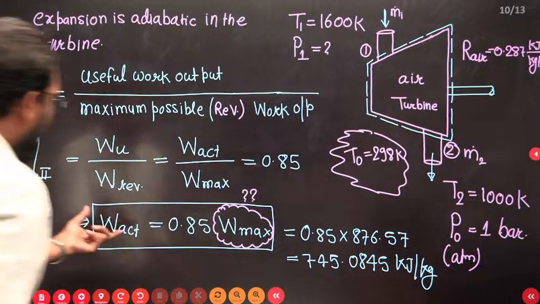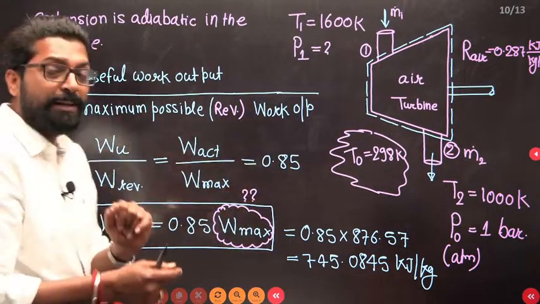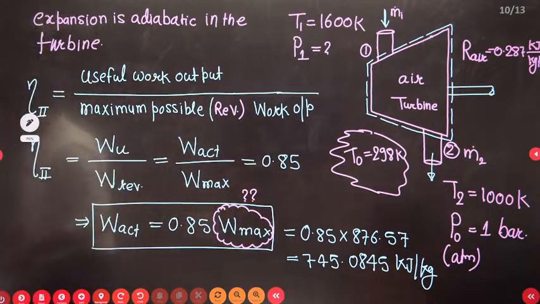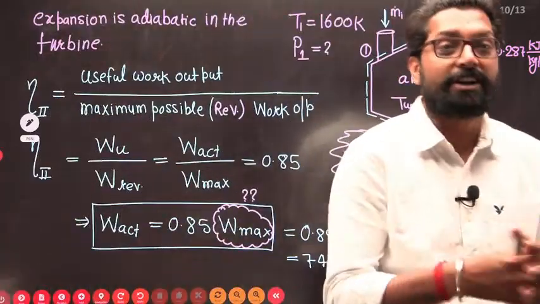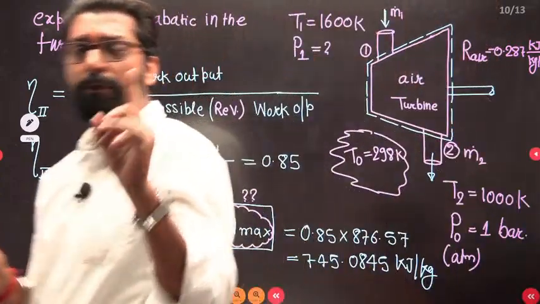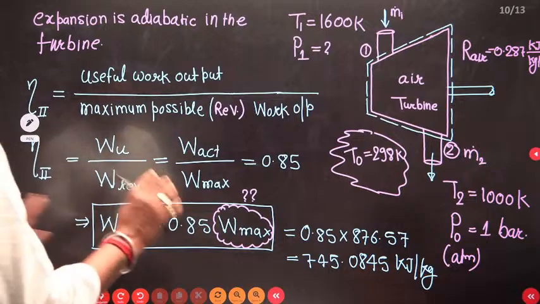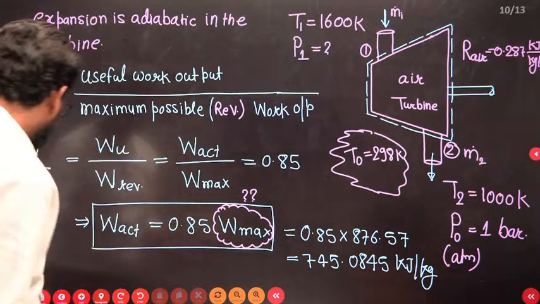So we have an actual work, we have a maximum work. If you take the difference with this one, what is the value, beta? That is your exergy destruction. That means irreversibility. That means that much of energy is wastage. You can never overcome it.